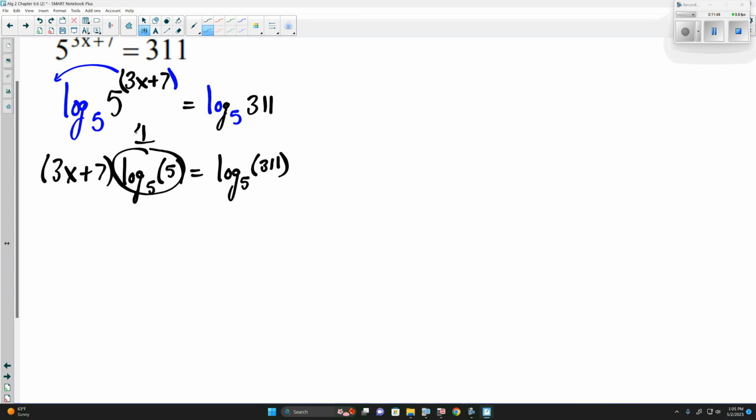Now if it hadn't been 1, we would actually need to specifically multiply by each term. We're going to do that anyways, but 3x times 1 is 3x, 7 times 1 is still 7. If we had something different, we would actually need to multiply it through and go from there. Now the other side is going to be log base 5 of 311.